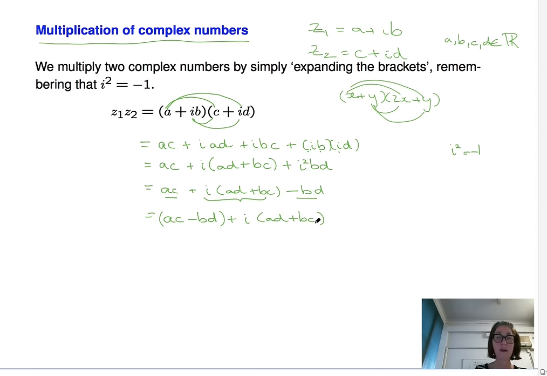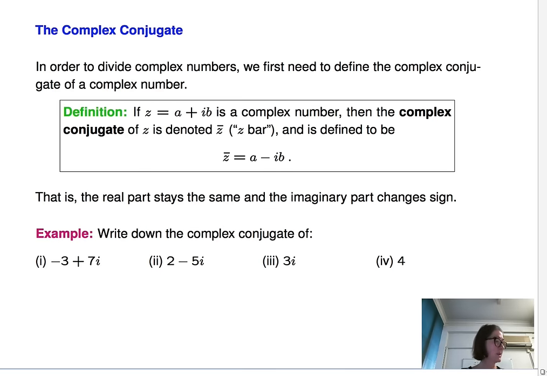Okay, so that's the product of two complex numbers. So you get two parts coming out from a times c, but also this real part coming out when you multiply the two imaginary parts together, because the i squared becomes minus 1. So why don't you have a shot at multiplying a couple of complex numbers together yourself. And again, we'll talk about that when we get back into class. Okay, so that's multiplication of complex numbers.